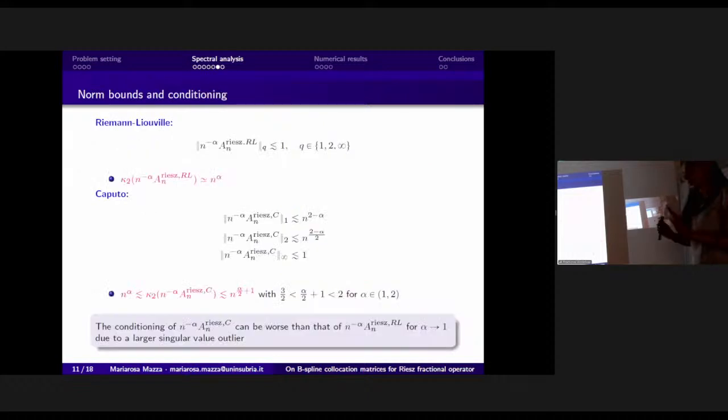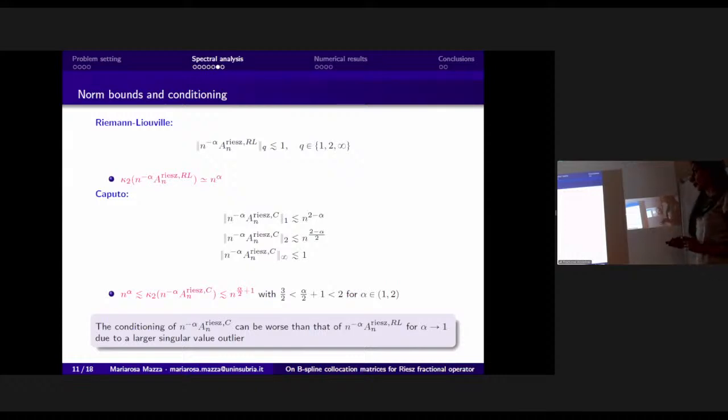Okay, so with this information in our hands about the symbol and about the bounds for the norms, we can give more insight. We can be more precise about the conditioning of our matrices. So we know they are ill-conditioned. Now we can say how much they are ill-conditioned. In case of Riemann-Liouville matrices, we can say that the conditioning is growing as n to the alpha due to the zero at the origin of order alpha.